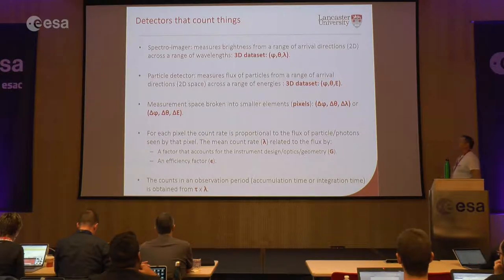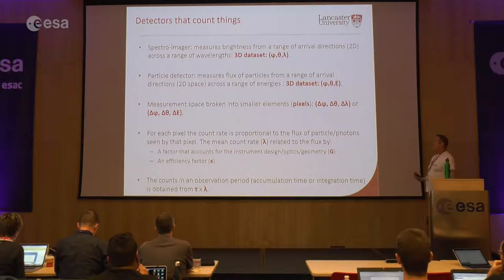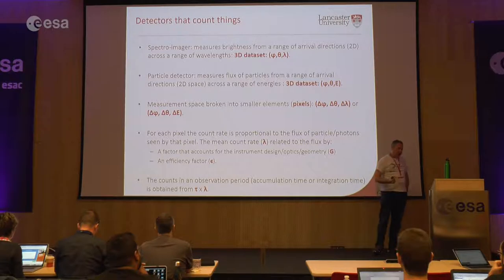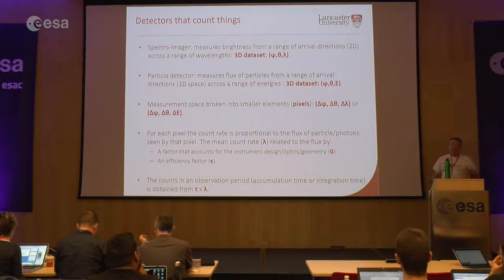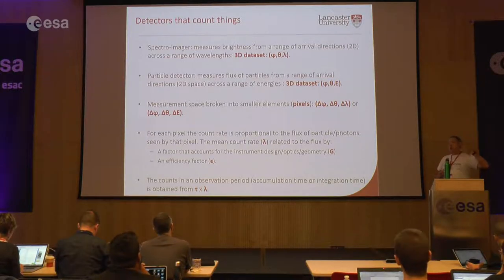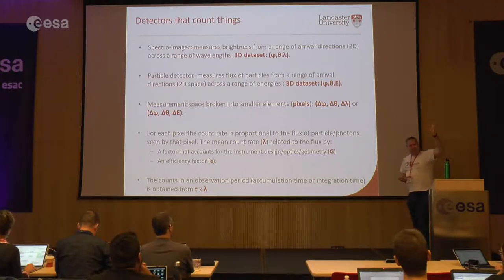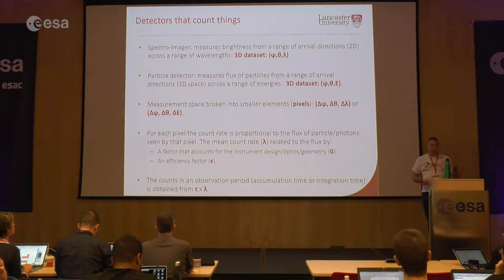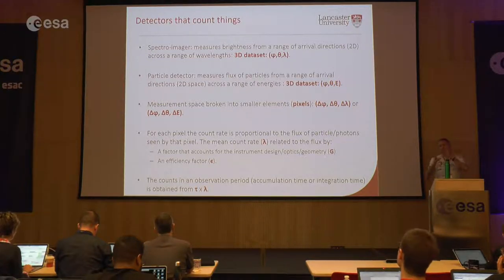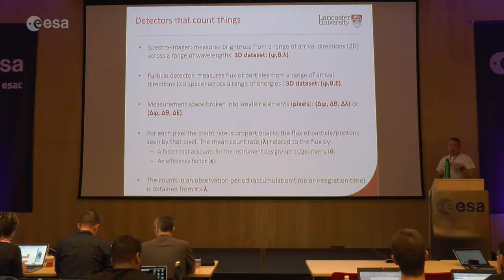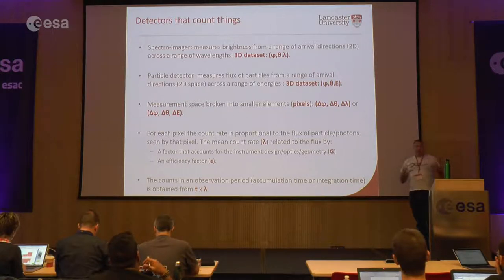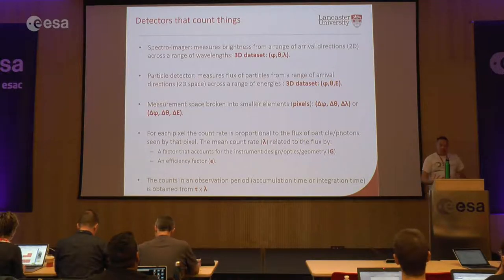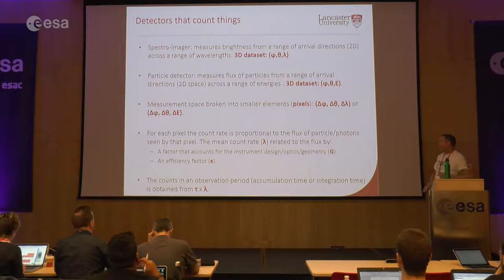For each pixel in our detector, or each measurement bin if you like, the count rate that we will measure will be proportional to the flux of particles coming in. Now this can be particles, it can be photons, whatever that detector is designed to pick up. So we have some relationship between the flux of whatever we're dealing with, so photons, electrons, ions, heavy molecular neutrals, even charged dust particles. We have this flux of those particles through the detector optics onto a detecting device. And then the mean count rate that detector will record will be related to that flux. The relationship between the two is basically a factor that accounts for the design of the instrument, the design of the optics, the geometry of the instrument, and we usually call that a geometric factor. That's given by the G here.